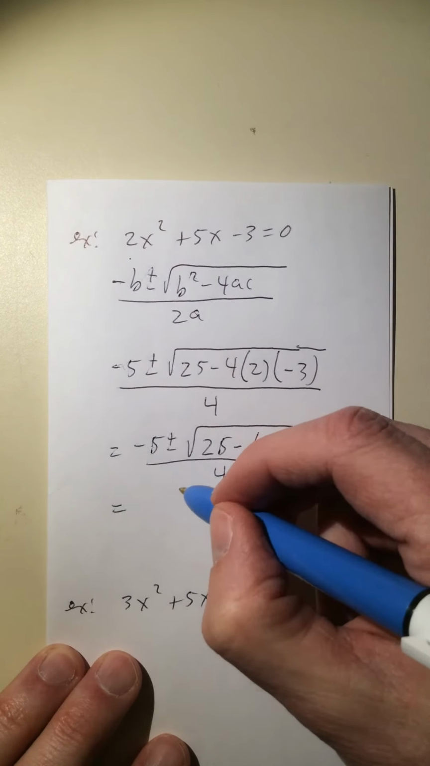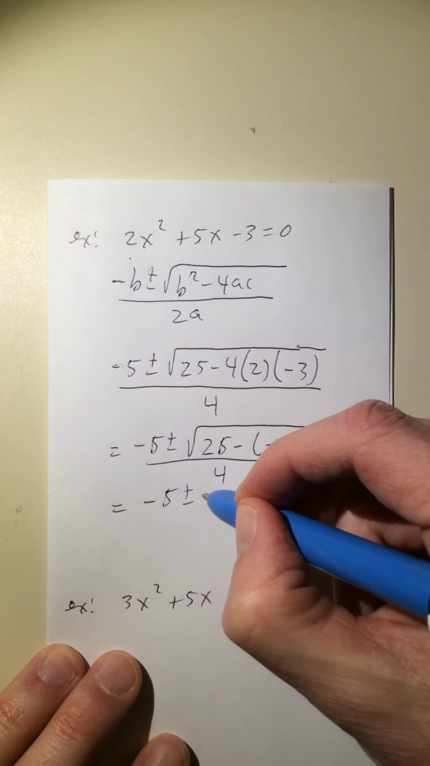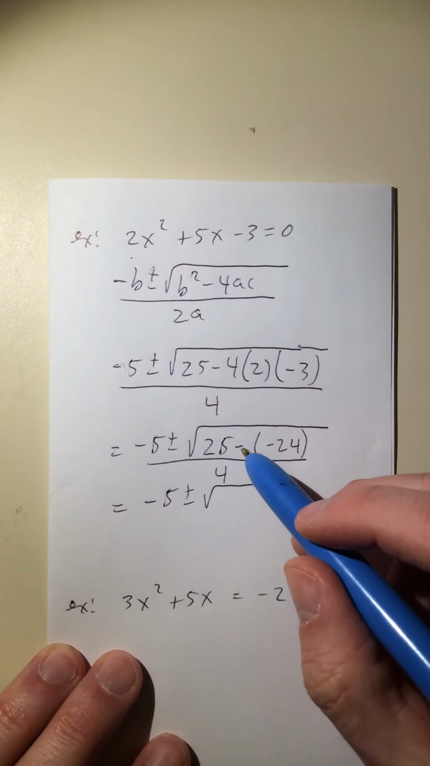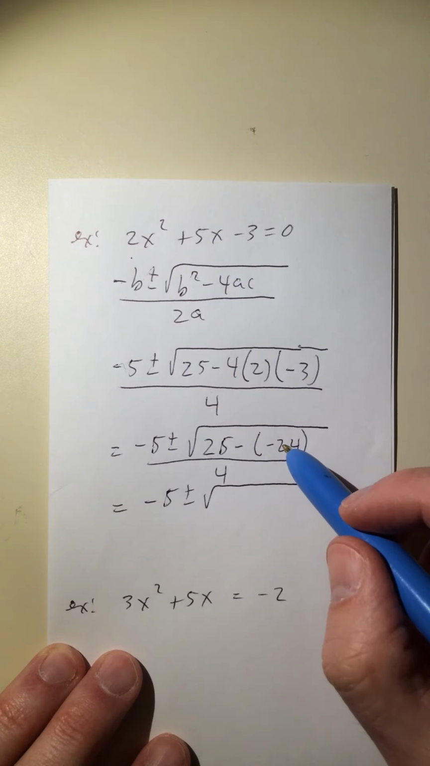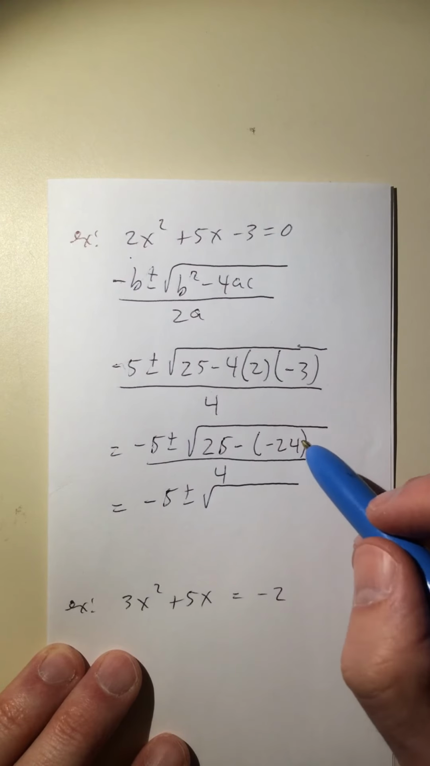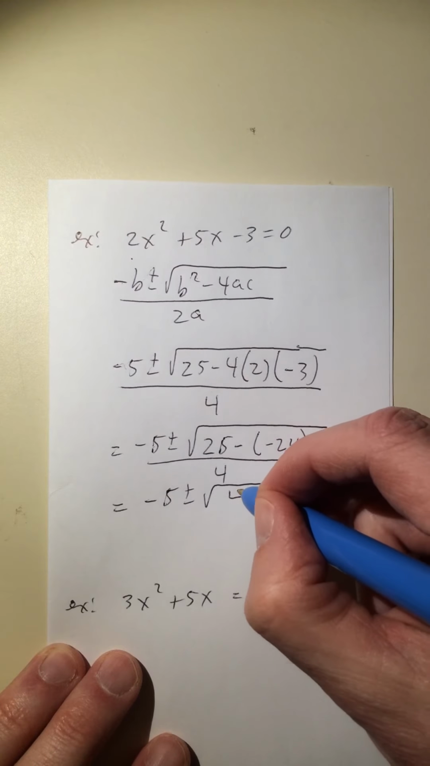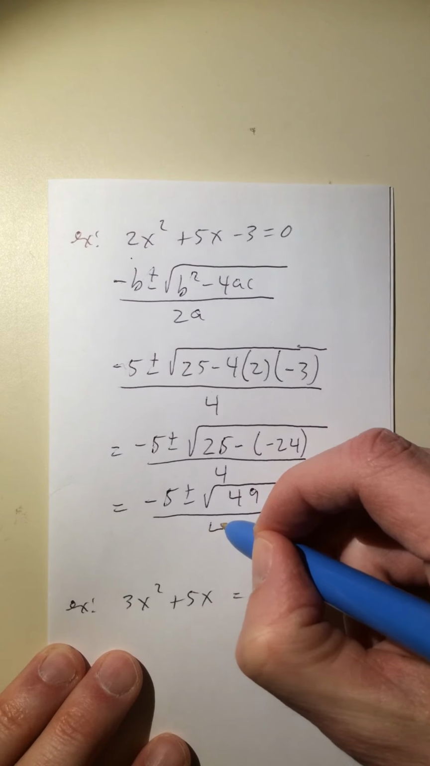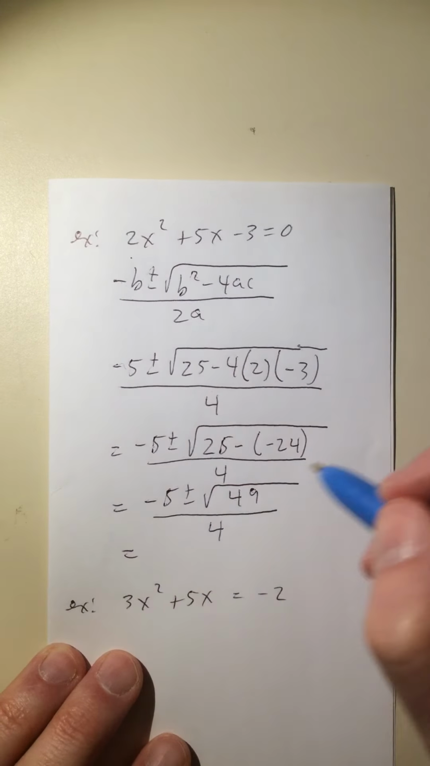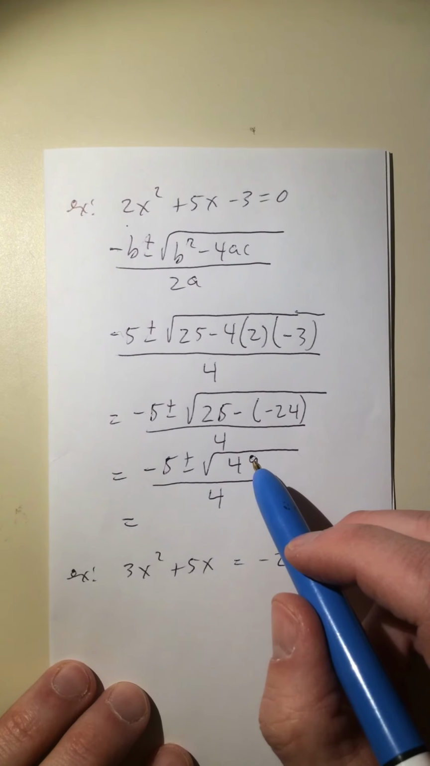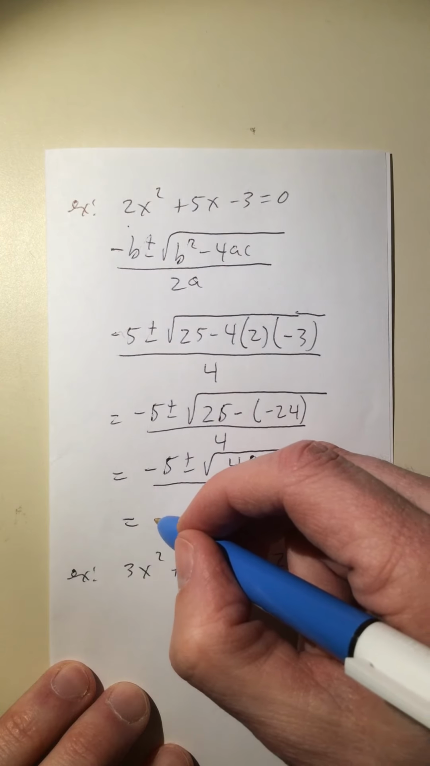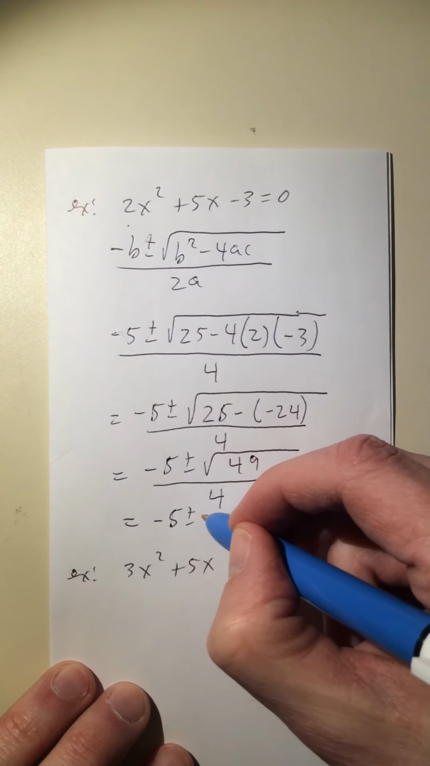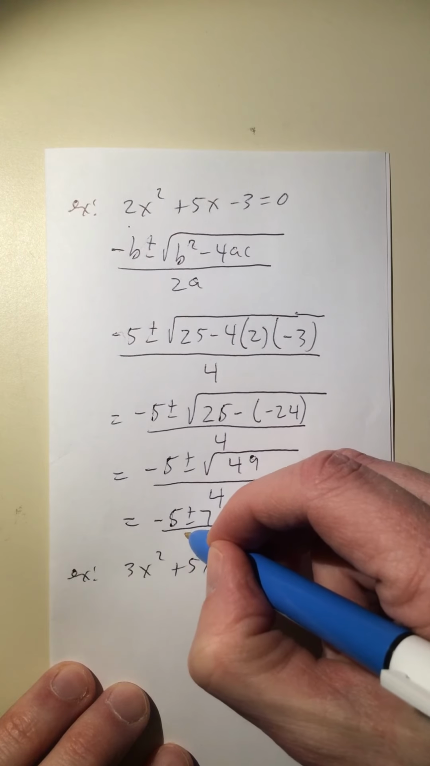And then we have negative 5 plus or minus the square root of. So subtracting a negative is like adding a positive. So 25 plus 24 is 49. Weird, all these things keep coming up to be perfect squares. I wonder if that's a coincidence. So the square root of 49, of course, is 7. So we got negative 5 plus or minus 7 over 4.